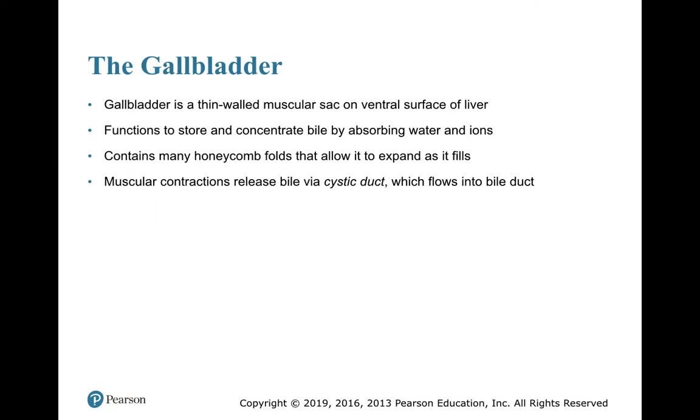The gallbladder is a thin-walled muscular sac on the ventral surface of the liver. It functions to store and concentrate bile, and it does so by absorbing water and ions. It has honeycomb folds in it that allow it to expand as it fills. Muscular contractions are going to release the bile through the cystic duct, and that will flow into the bile duct.